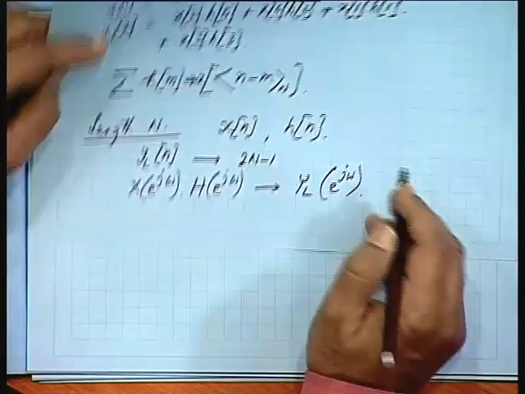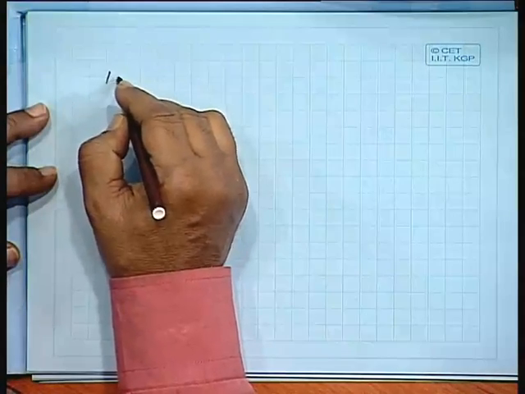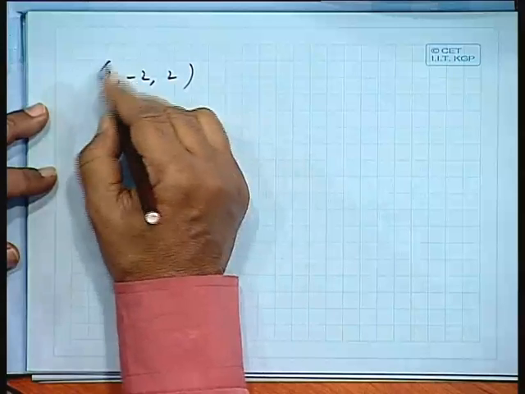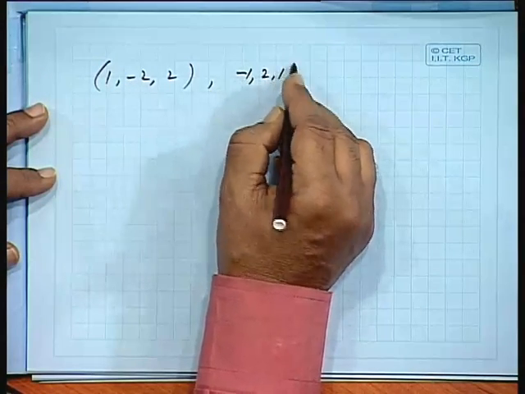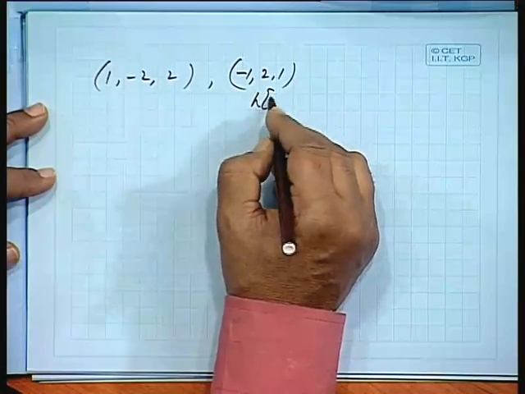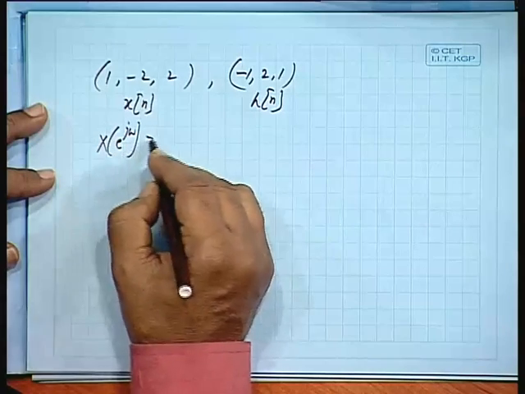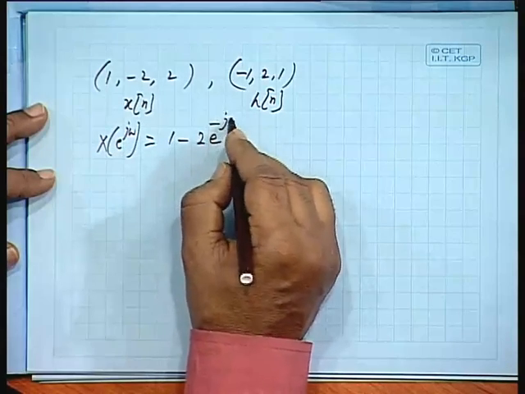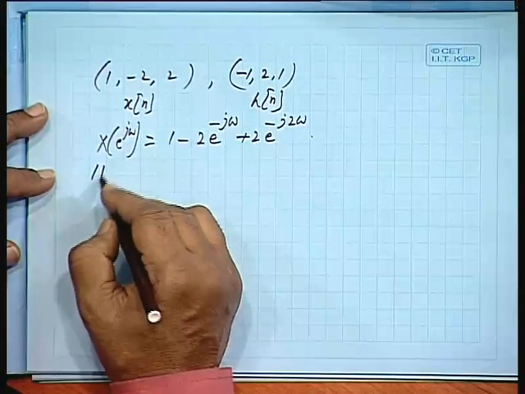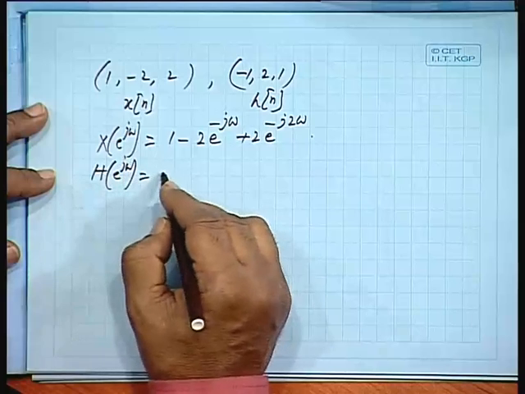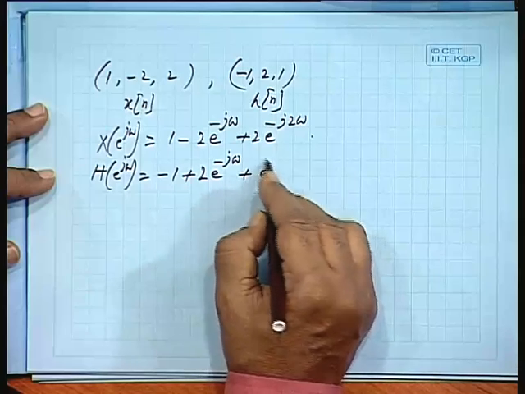Okay. So, suppose we have a sequence x n: 1, minus 2 and 2, and the other one is h n: minus 1, 2, 1. This is h n, this is x n. So, what is x e to the power j omega? It will be 1 minus 2 into e to the power minus j omega plus 2 into e to the power minus j 2 omega. H e to the power j omega will be minus 1 plus 2 into e to the power minus j omega plus e to the power minus j 2 omega.